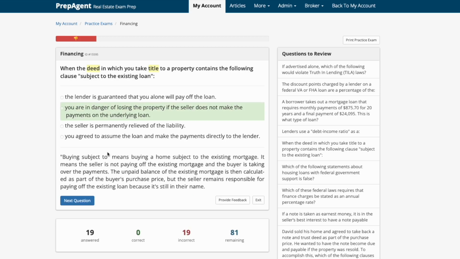You are in danger of losing the property if the seller does not make the payments on the underlying loan. Buying subject to means buying a home subject to the existing mortgage. It means the seller is not paying off the existing mortgage and the buyer is taking over the payments. The unpaid balance of the existing mortgage is then calculated as part of the buyer's purchase price, but the seller remains responsible for paying off the existing loan because it's still in their name.